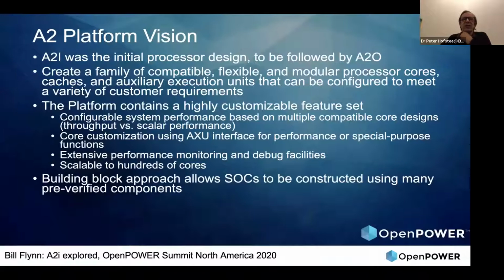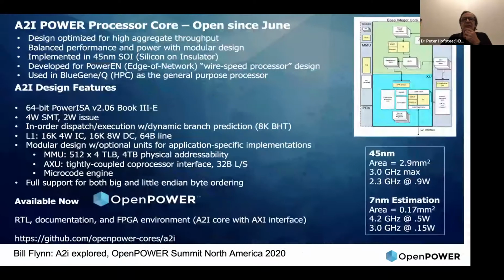So this is a family of modular and flexible processor cores, intended to be building blocks for SoCs. To give you an idea of how big and fast they are, the A2I core, when realized in 45 nanometer, which is where I think we built it for the Blue Gene processors, was a 3 square millimeter core. It ran all the way up to 3 gigahertz. And if you would take that core to a modern technology, it'd be just a few tenths of square millimeters, so really quite small.